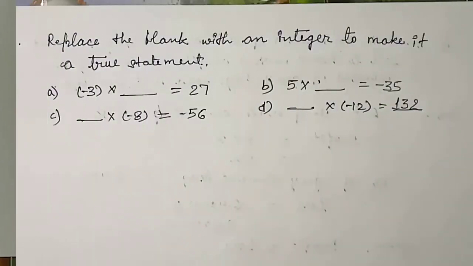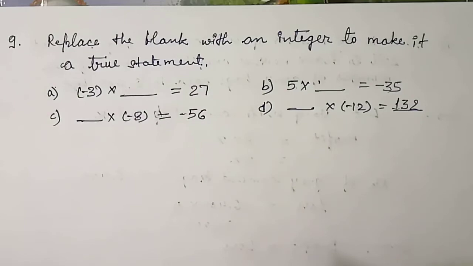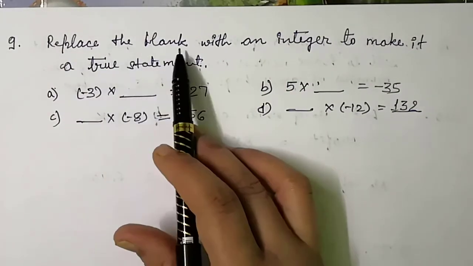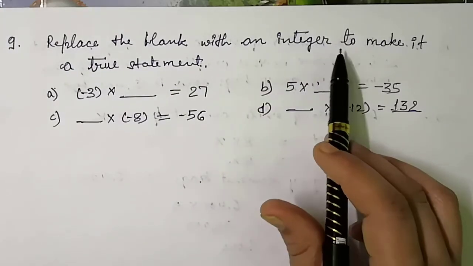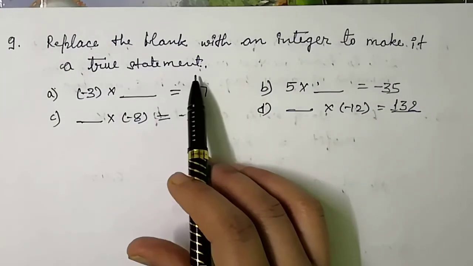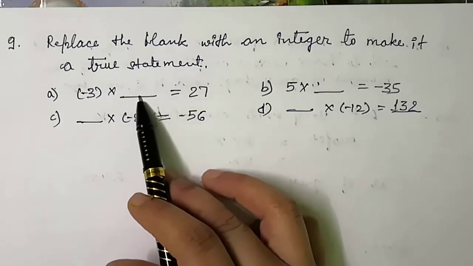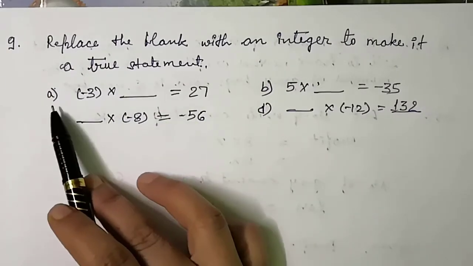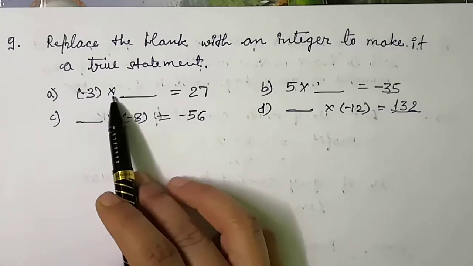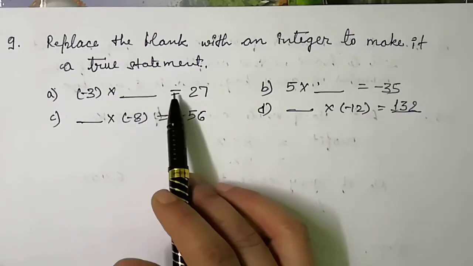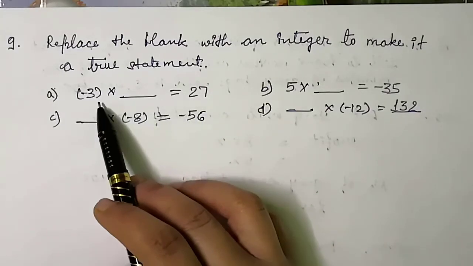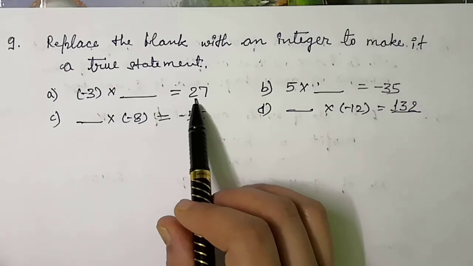Okay student, this is question number 9 of the same exercise. Replace the blank with an integer to make it a true statement. Okay, you have to replace this blank with an integer. So what integer will you put in this blank? See, -3 multiplied by blank is equal to 27. So see student, what will you multiply by 3 to get 27?